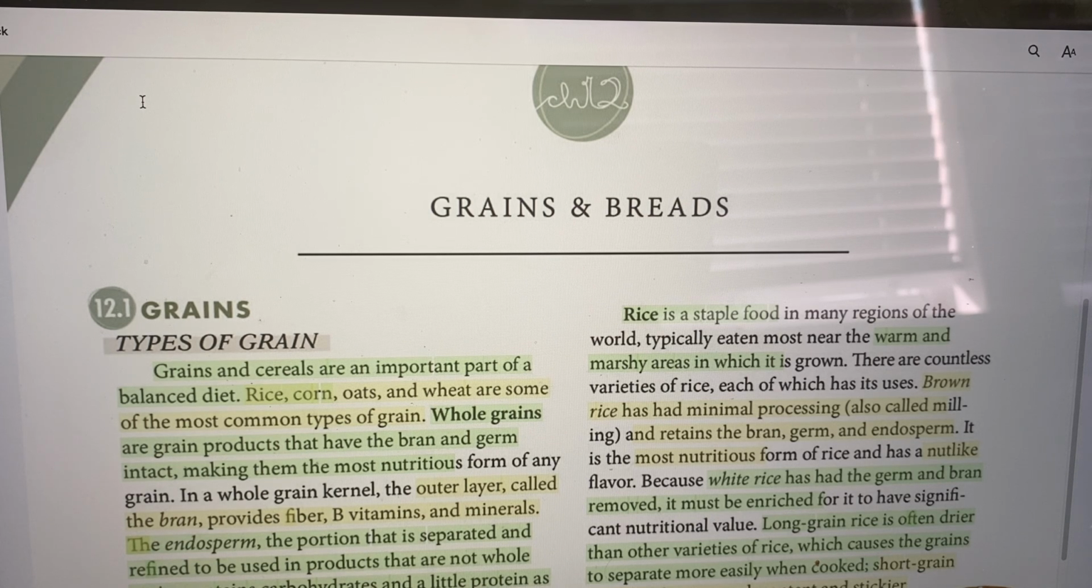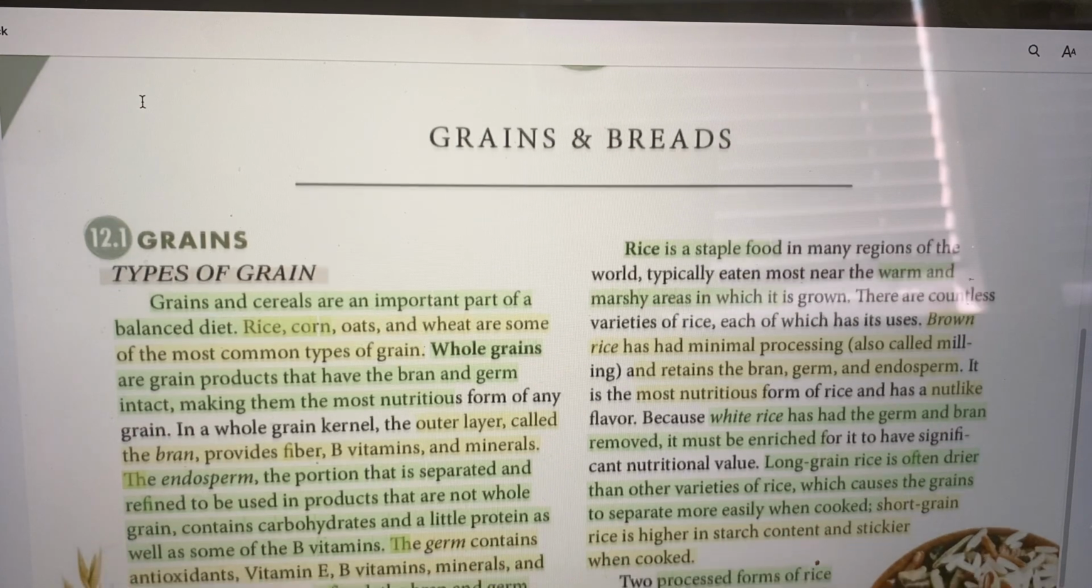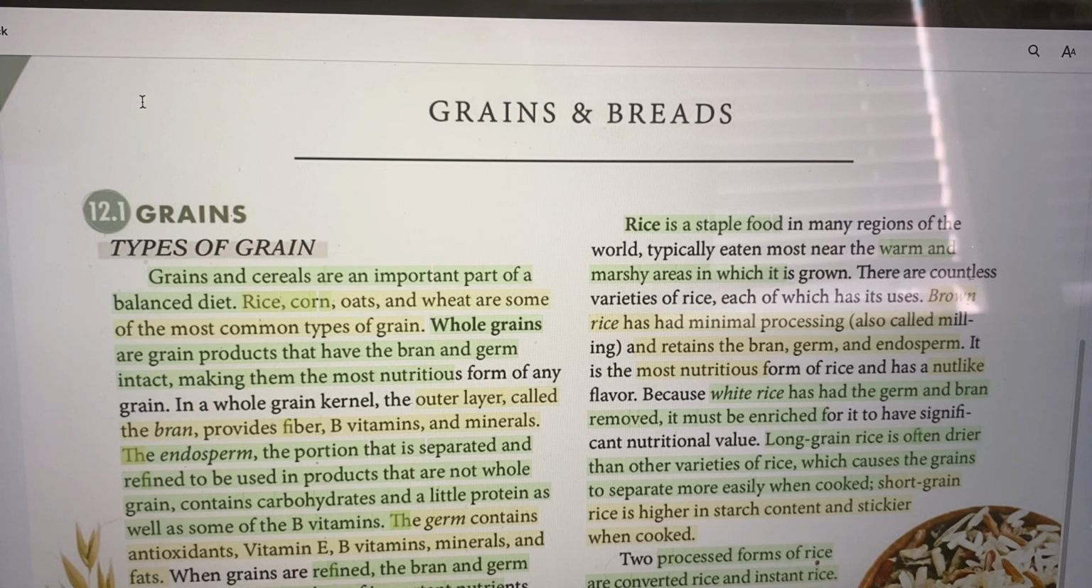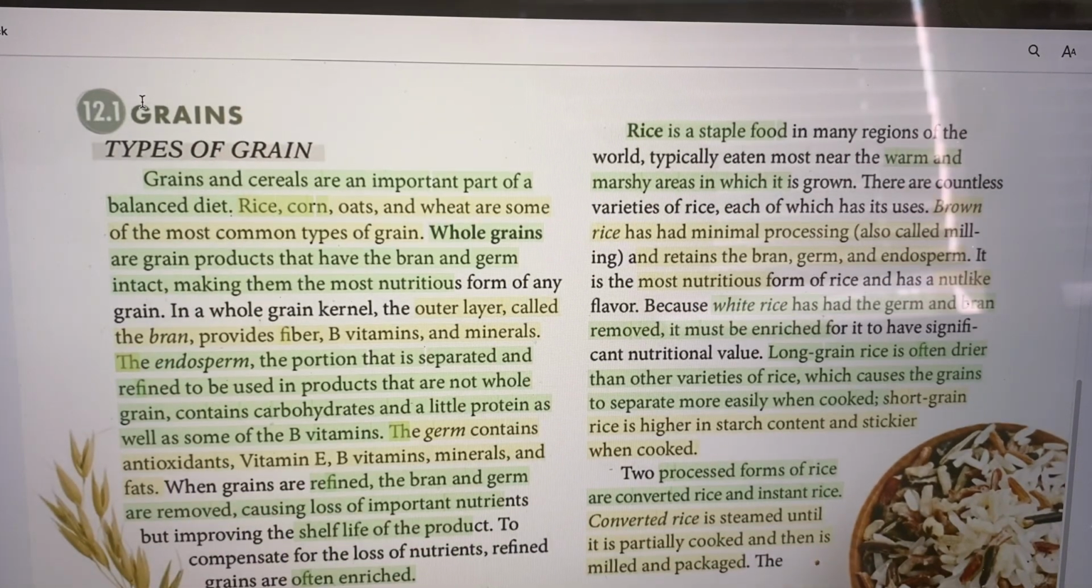So when you have whole grains, you're thinking of the whole grain, of course, which includes the bran and the germ. And having the bran and germ on the grain makes them more nutritious. They're a more nutritious form of grain. In a whole grain, the kernel, the outer layer, is called the bran. So let's look here. The outer layer of a kernel is the bran. Just remember that. And it provides fiber, B vitamins, and minerals. So the outer layer is very good for you, the bran.